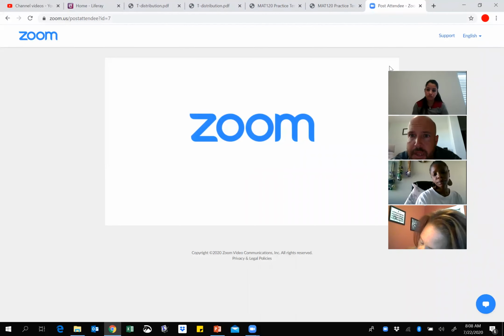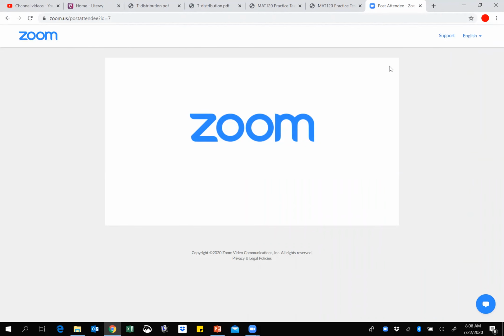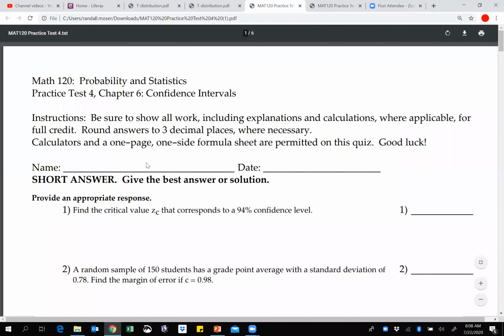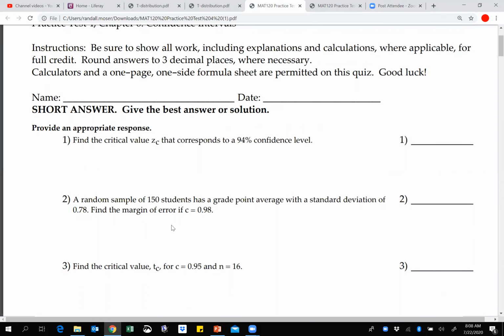Okay, so we'll go ahead and get started. This is test 4. It's one of the more concentrated tests in the entire class because it's strictly on chapter 6, which was confidence intervals, so section 6.1 through 6.3. We'll go ahead and get started.